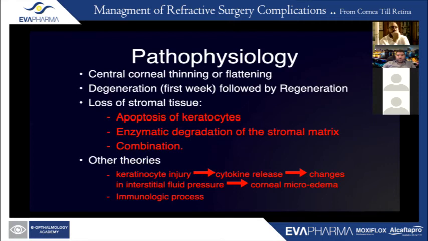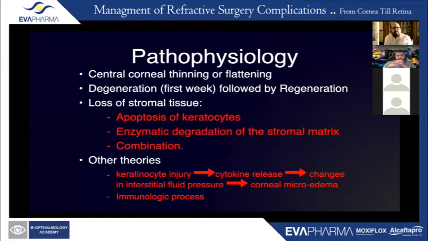What about the pathophysiology? What we know is that we have central corneal thinning or flattening. This degeneration occurs maximally during the first week, followed by regeneration in the coming months. There is a loss of stromal tissue, and the most accepted theory is apoptosis of the keratocytes, or enzymatic degeneration because of matrix metalloproteinase that may be there, and maybe a combination of both theories.